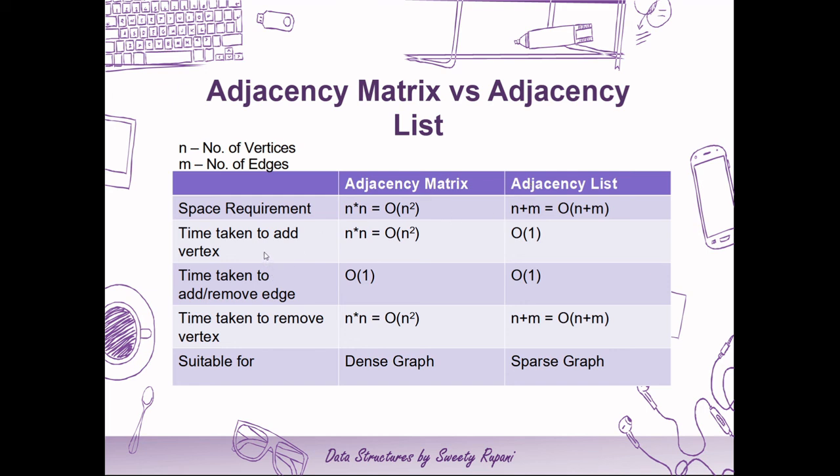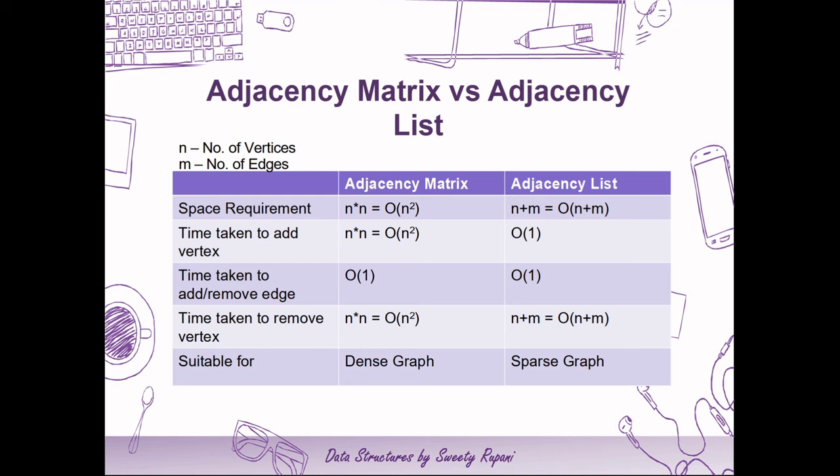Time taken to add a vertex would be n square, because we need to traverse the whole matrix while making an entry. For an adjacency list, that would be very less time consuming, because we just have to go to that particular node and add a newly created node to an existing list.